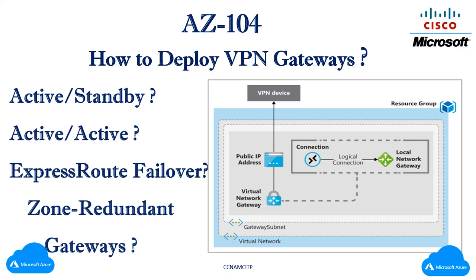In this video today, we are going to learn how to deploy VPN gateways, in which we have to configure active-standby and active-active VPN. And apart from this, we will learn about what ExpressRoute failover and zone redundant gateways are. I hope this will be informative.